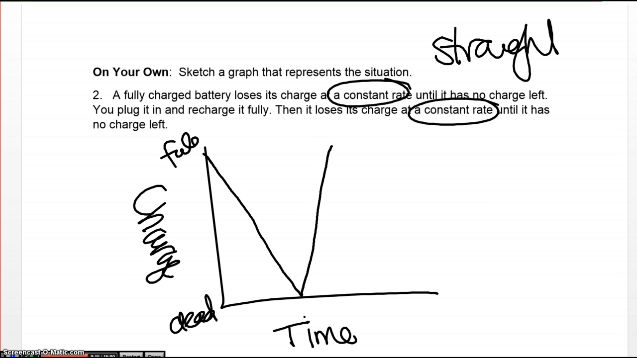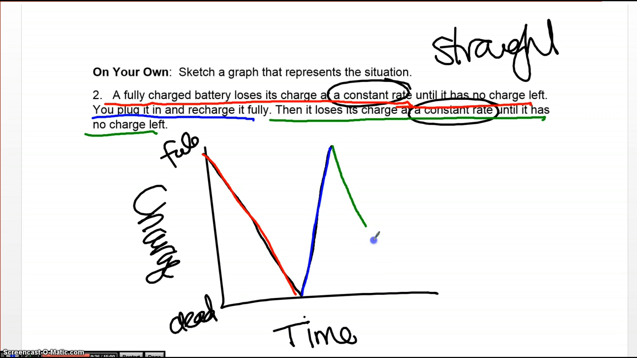Let me do these in color so it's easier for you to see. So that would be a fully charged battery loses its charge until it has no charge left. This blue section is you plug it in and fully recharge it. And this green section is it loses its charge at a constant rate until it has no charge left. Okay, so that is the graph of on your own number 2.